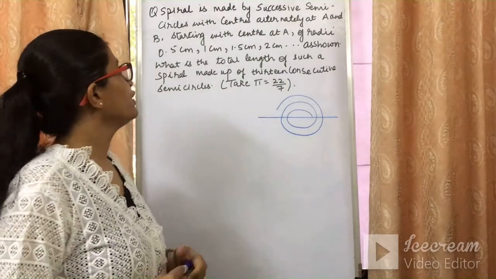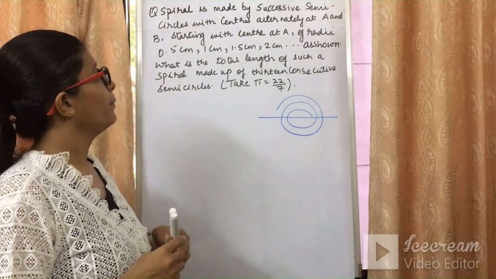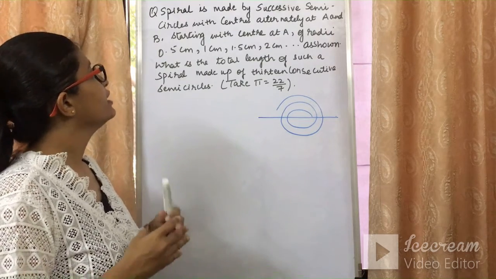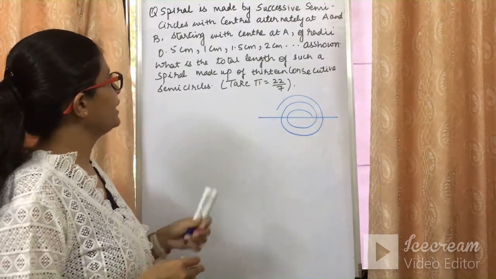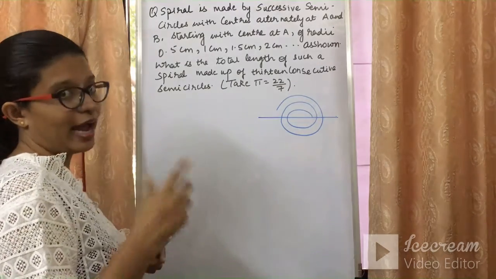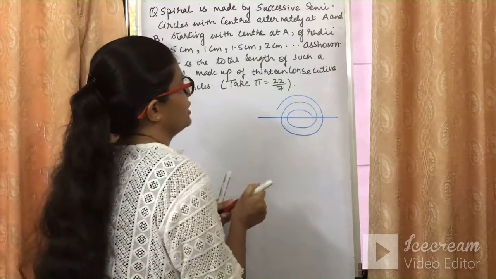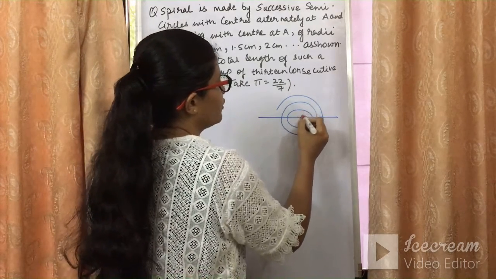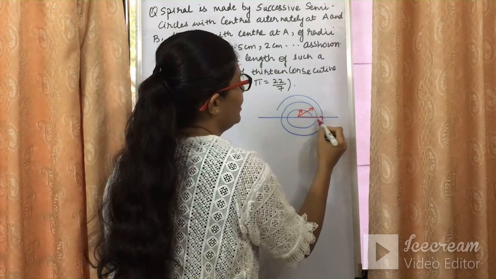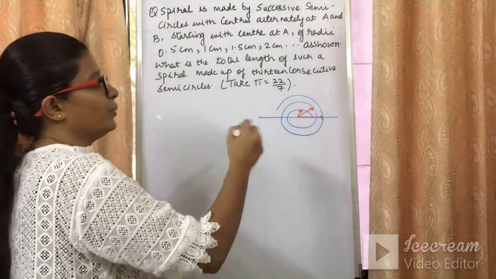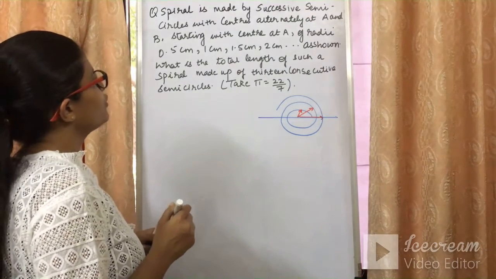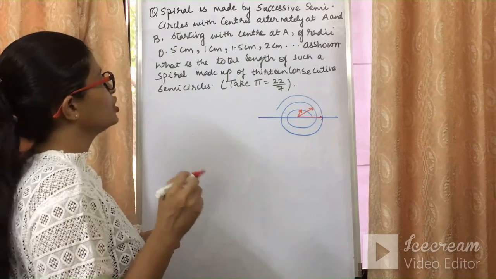So let's have a look at this question. A spiral is made by successive semicircles with the centers alternately at A and B, starting with the center at A, of radii 0.5 cm, 1 cm, 1.5 cm, 2 cm as shown. This radius is 0.5, this is 0.5, this is 1, and this will be 1.5 and so on. It's going to increase as we increase the number of spirals. What is the total length of such a spiral made up of 13 consecutive semicircles?